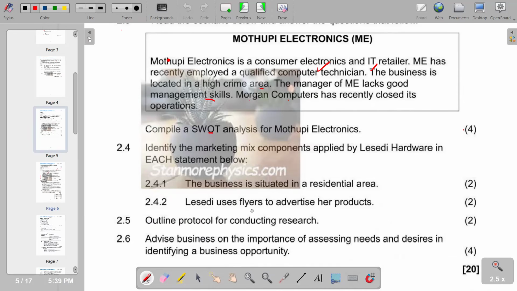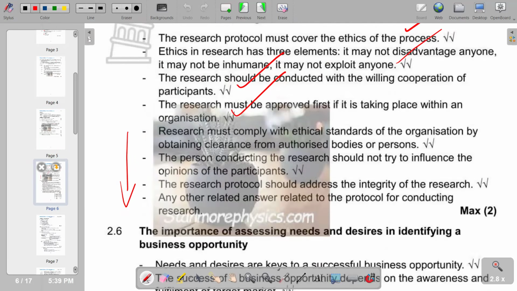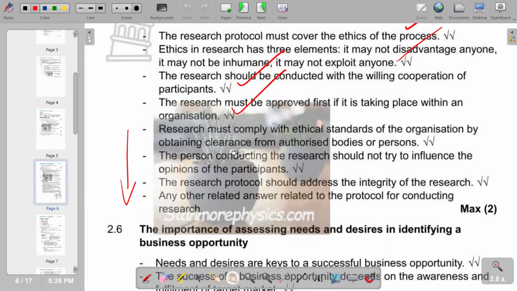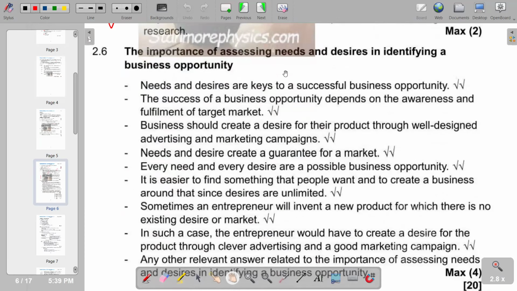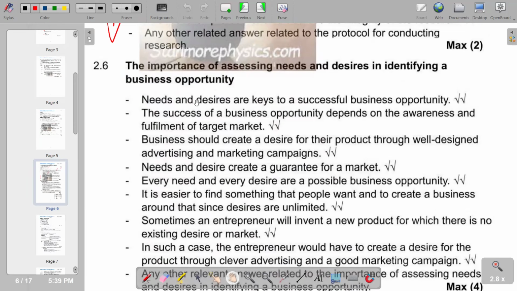So basically, in terms of our 2.6, we also have a rundown of the points that are correct in terms of the question that we have. Remember, it requires the importance of assessing needs and desires in identifying a business opportunity. So these are the points that we have.